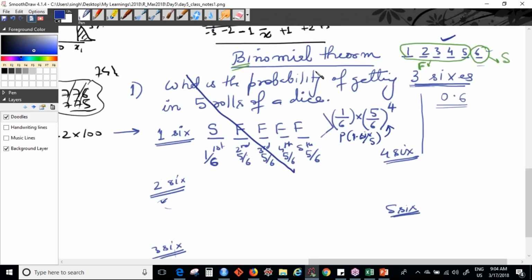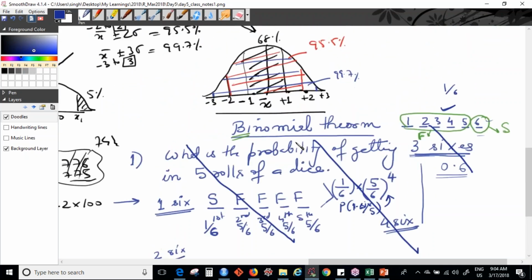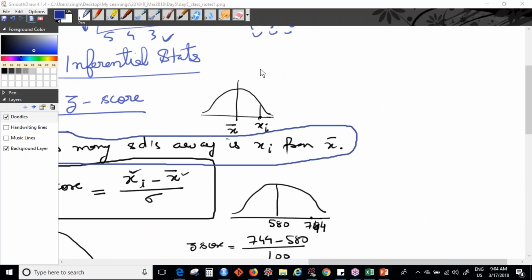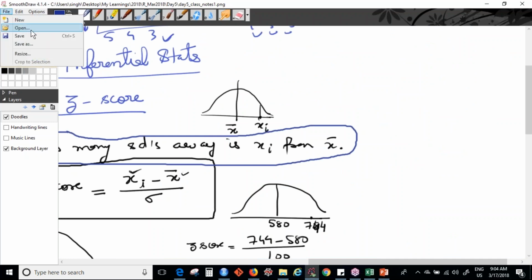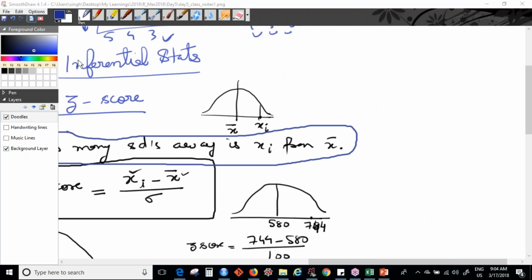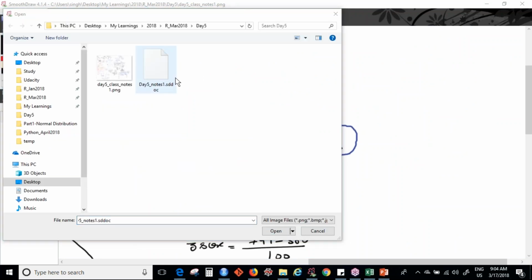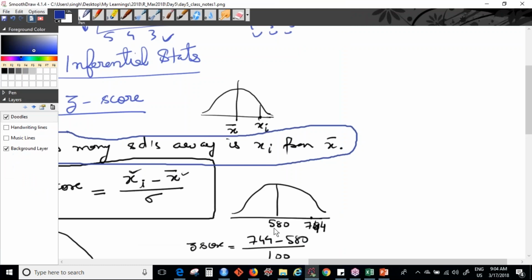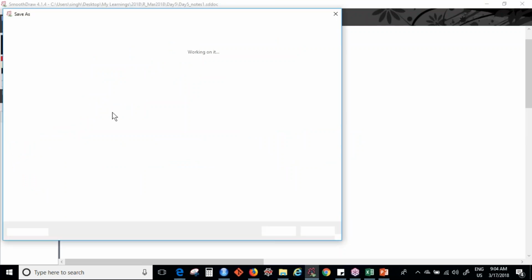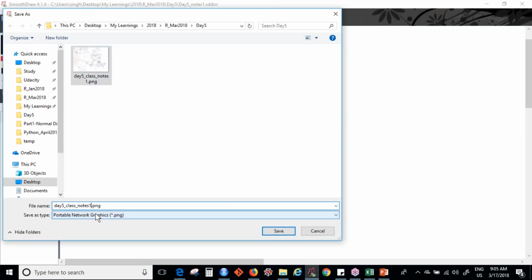Or let me do one thing. I'll take a simpler example. Let me take tossing of a coin. Let me just save this page and open a new one. This is becoming a little complex. Maybe I should open a simpler example with, let's say, tossing a coin. Tossing a coin is easier to understand. And then I'll come back to the same example.